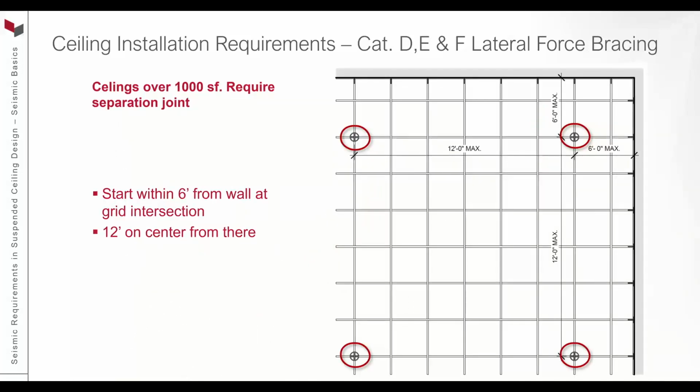And here's a ceiling layout of where you need to provide lateral force bracing. So you start 6 feet from the wall, and then you move outward on a 12-foot by 12-foot on-center grid. And you can see on the screen those locations are highlighted in red.